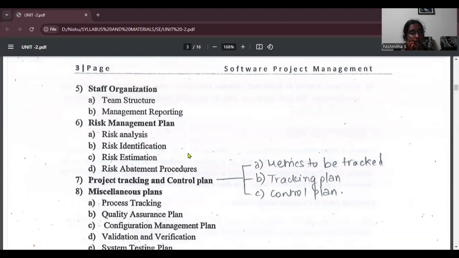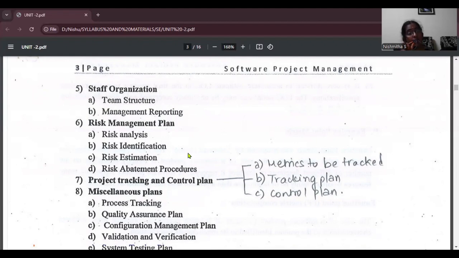Risk management plan. Here, the risk analysis: what types of risks occur in the project, whether the risks can be solved, or what other steps are to be taken to solve the risk are identified here. Risk identification: once the risk is analyzed, they identify the risk and ensure what type of risk it is. Risk estimation: based upon the identified risk, they estimate how much cost is required to solve the risk, or what other steps are to be taken to solve the risk, and many more.